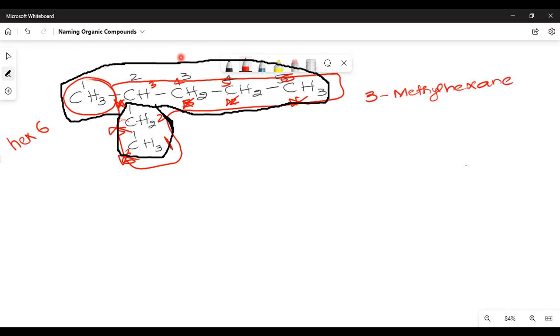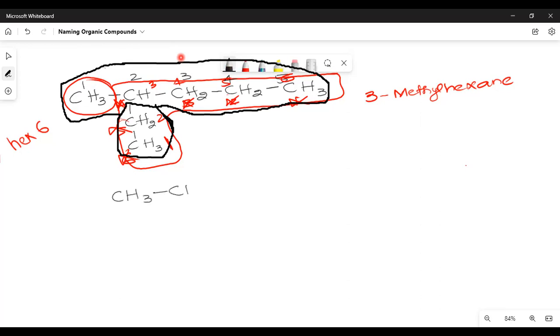Okay. Now, I'm going to change it a little bit, and this time I'm going to teach you something new. What if we have two branches, and those are the same two branches on the same structure? How do we name it? So let's study another example now. This time the example is going to be different from the previous one.